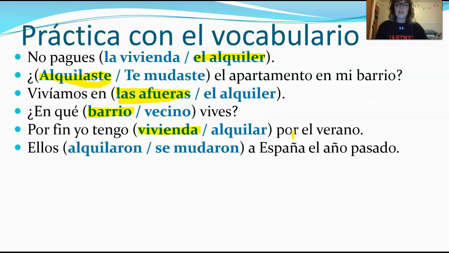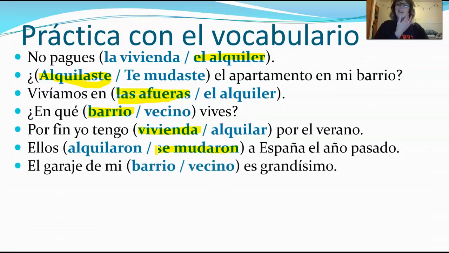Next one. Ellos alquilaron o se mudaron a España el año pasado. Ellos se mudaron a España el año pasado. They moved residence. There's another verb to move when I just move my arms and legs and that type of deal. That's not the same. This is moving your residence. Se mudaron. Next one. El garaje de mi barrio o vecino es grandísimo. Es grandísimo.